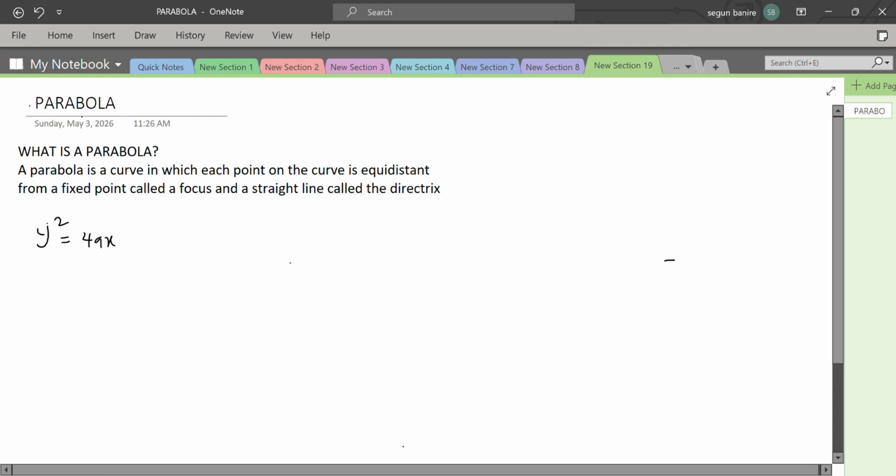We'll also be looking at the parabola whose vertex is at the origin. We'll also look at the one that is not at the origin, but for now let's focus on the one that is at the origin. Once you understand the one at the origin, the one that is not at the origin is not difficult to comprehend.